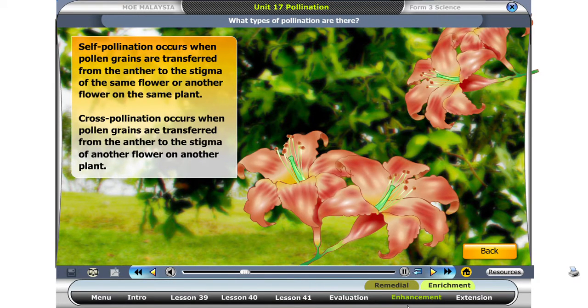What types of pollination are there? There are two types of pollination: self-pollination and cross-pollination. Self-pollination occurs when pollen grains are transferred from the anther to the stigma of the same flower or another flower on the same plant. Cross-pollination occurs when the pollen grains are transferred from the anther to the stigma of another flower on another plant.